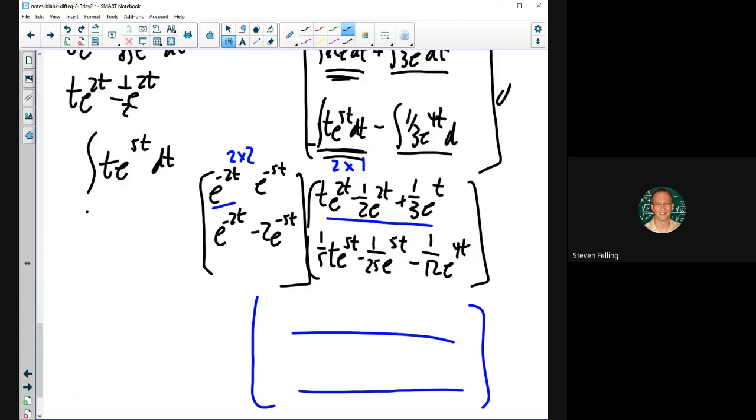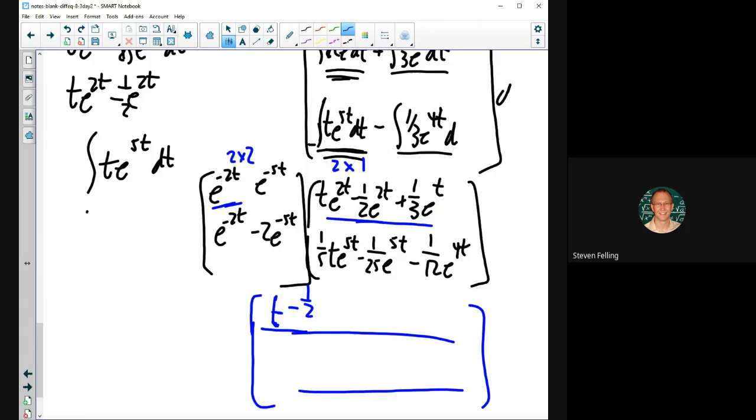And the first one's going to be this times this, which is t e to the, well, when we take e to the negative 2t and e to the positive 2t, that's going to be e to the 0, which is 1. So that's just going to be t, the one of the negative side here, t. And then this times this term, which is negative 1/2.